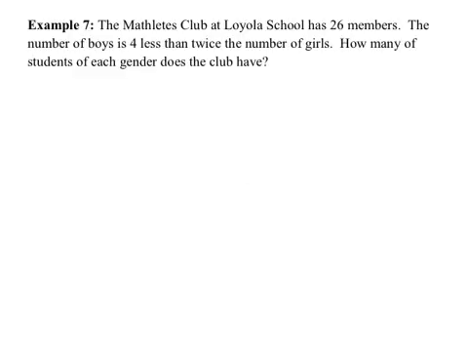The Mathletes Club at Loyola School has 26 members. The number of boys is 4 less than twice the number of girls. How many students of each gender does the club have? A little bit of an easier problem. Let's take a look at this. It says 26 members total. The number of boys is 4 less than twice the number of girls.